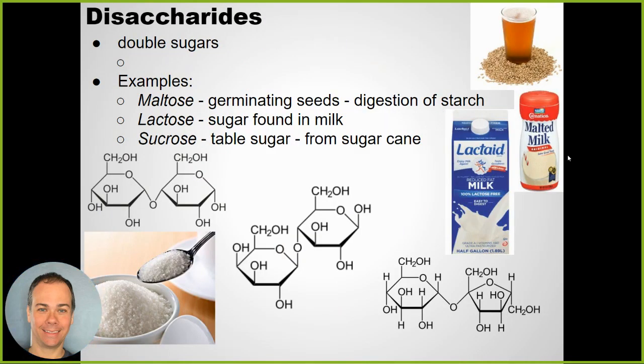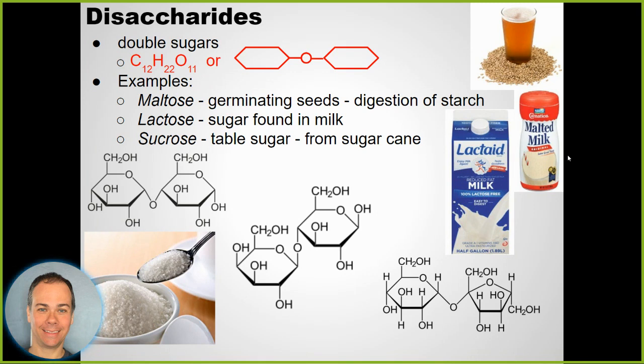Disaccharides are two of those put together. A monosaccharide is one of those rings, and a disaccharide is two of them. They're double sugars. This includes things like maltose, lactose, sucrose. All those things are these double sugars.